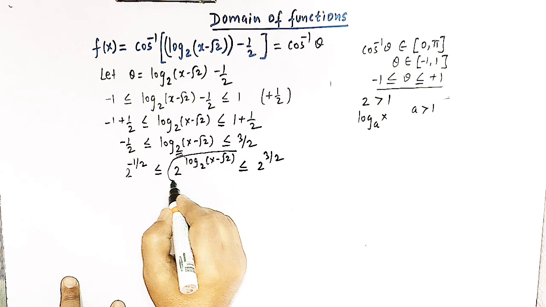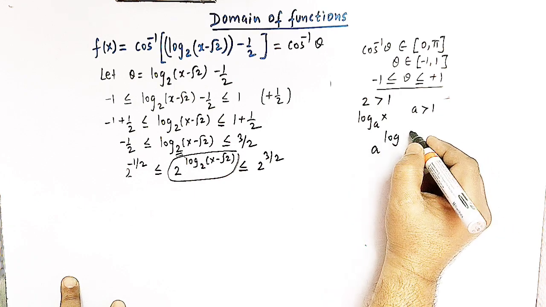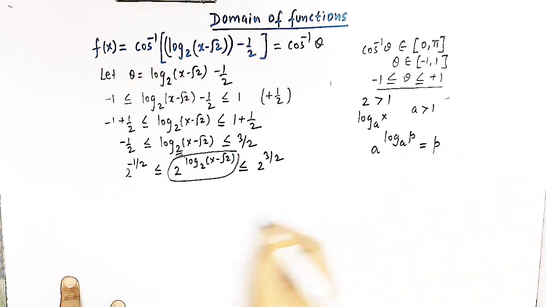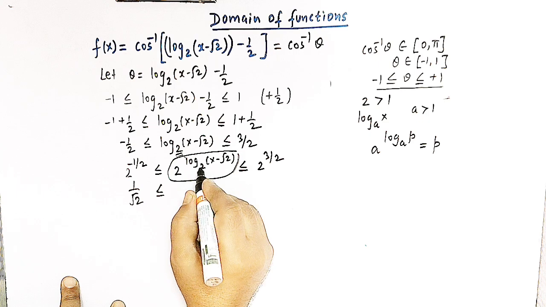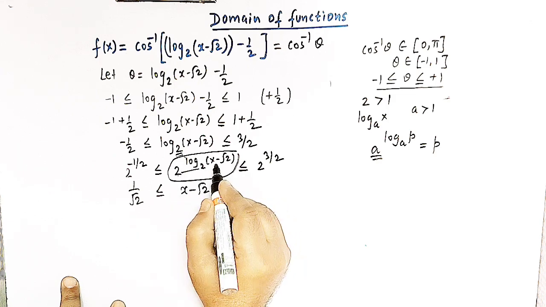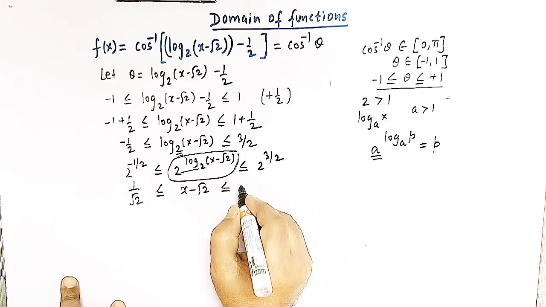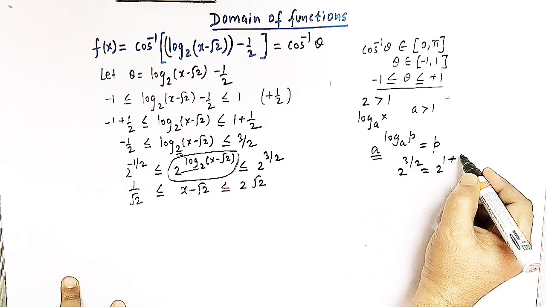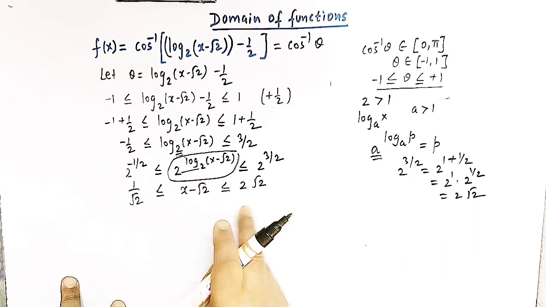So now let us see this expression. Now this expression is of this form, that is a raised to log of say p to the base a. Then we know that the value of this expression is equal to p. So we have now 2 raised to minus half is 1 over square root of 2, and here we have simply x minus root 2, because the value of a is 2, and the value of p is x minus square root of 2, and here 2 raised to 3 over 2 is 2 root 2, because we can write 2 raised to 3 over 2 as 2 raised to 1 plus half, that is 2 raised to 1, and 2 raised to half, that is 2 root 2. So now we have this inequality.